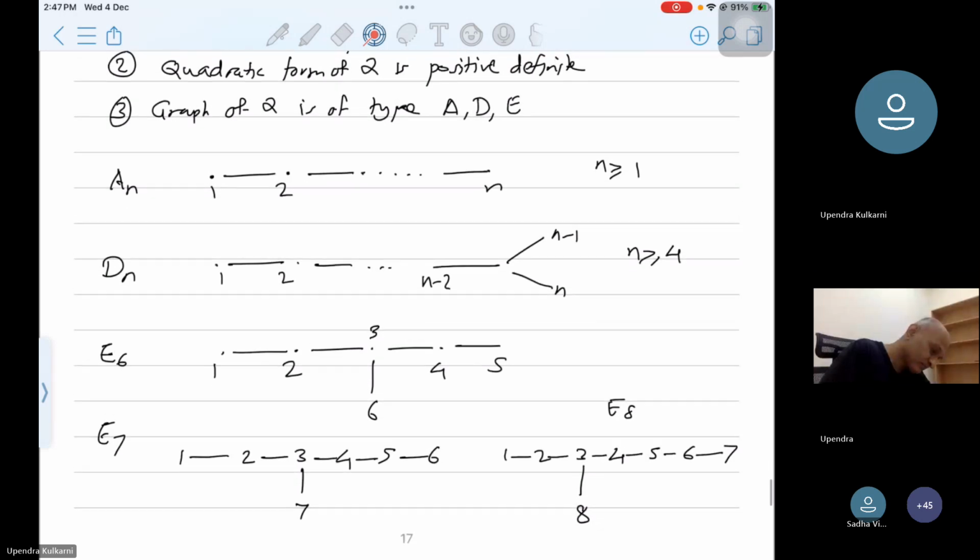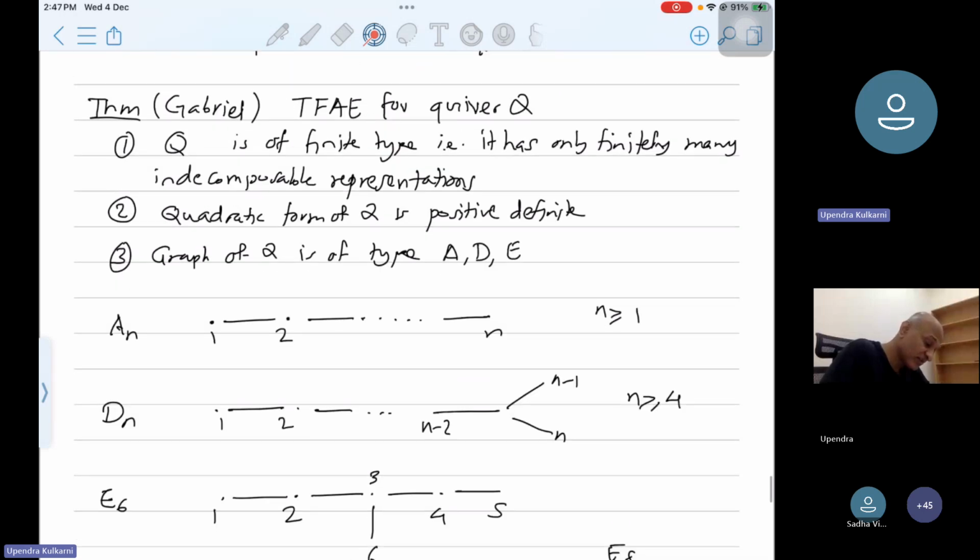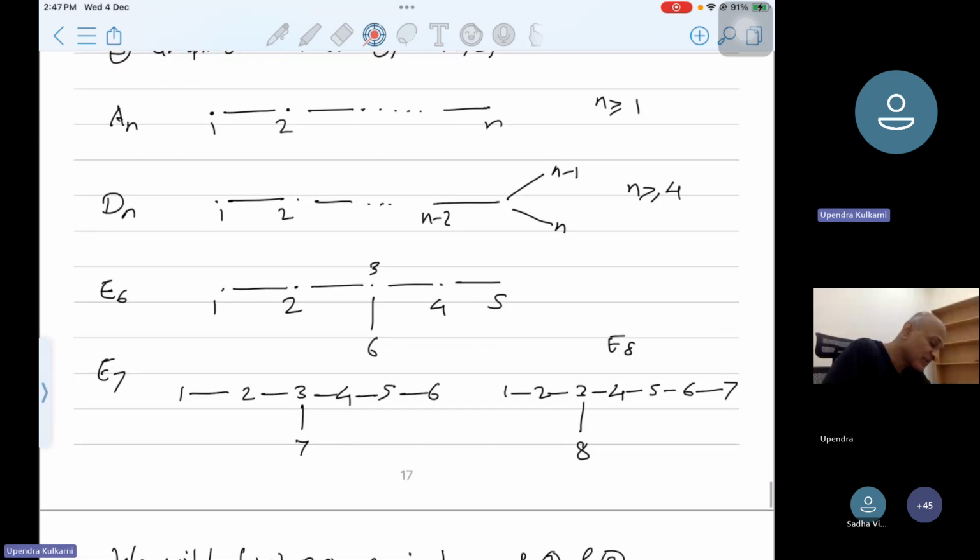So A_n, once again, the orientation does not matter, because remember, the quadratic form does not depend on the orientation. It depends only on the graph. So type A_n is simply n dots strung together. The index n in all of these is the number of vertices. D_n is going to be this.